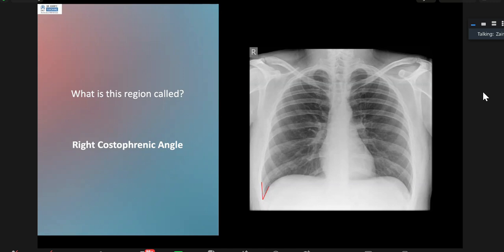Yep. So I've requested access. Can you see my mouse or the cursor? Yes, we can. Okay.